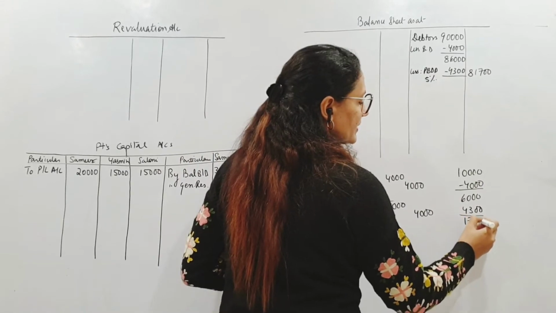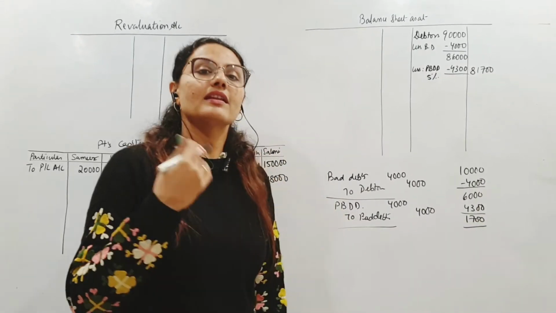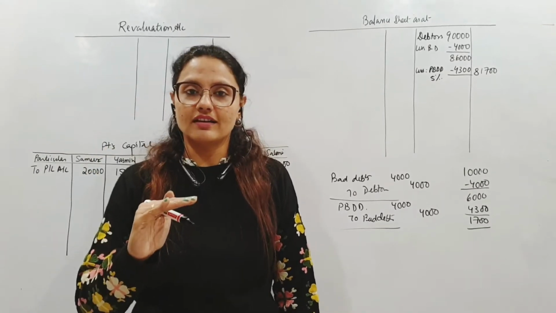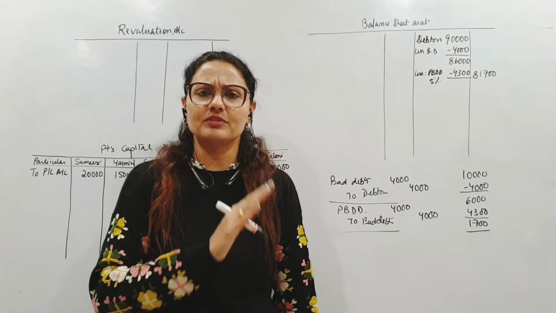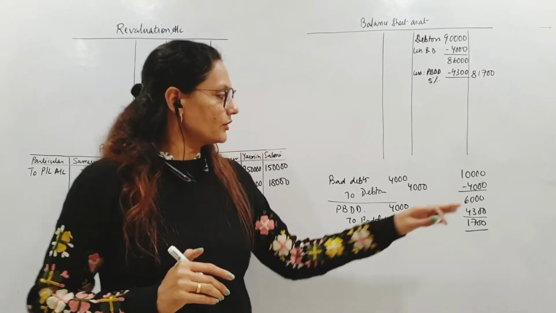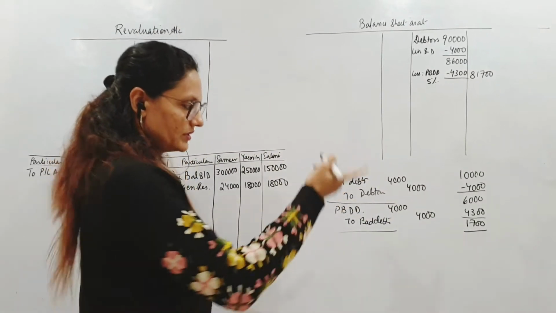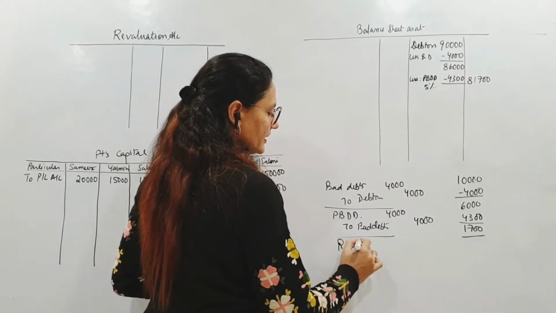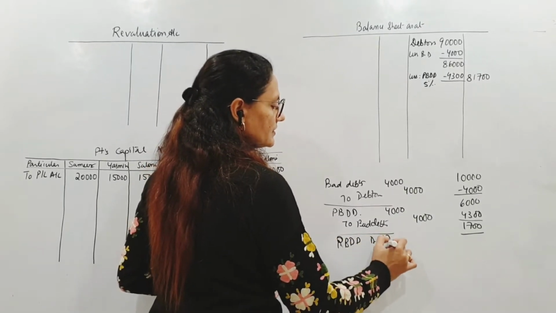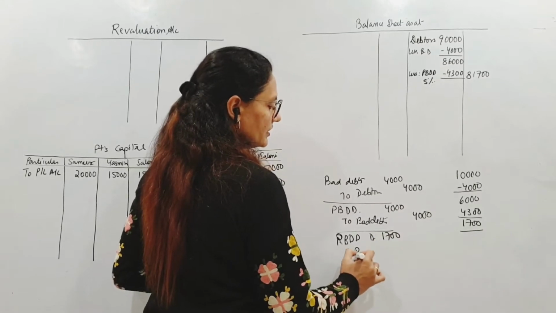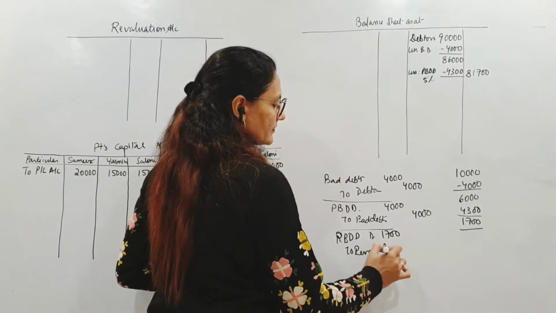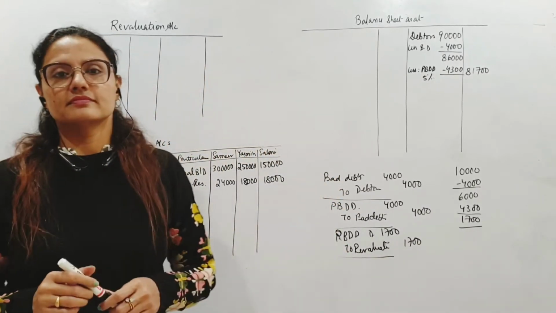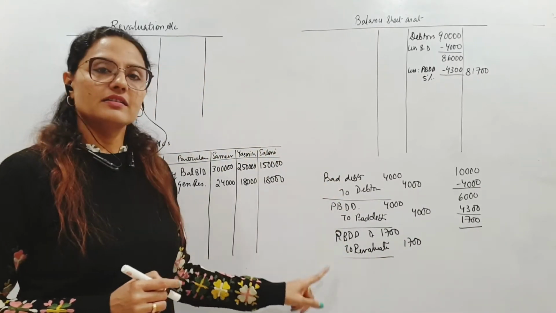The excess 1,700 I will write back. I do not require that much provision. तो provision reduce करना है. Yes, the same thing that we did in admission. Provision is to be reduced from 6,000 to 4,300. 1,700 write off कर दो. So it will be like provision for bad and doubtful debts debit 1,700 to revaluation. It's a gain for me. Provisions going down 1,700. These are the journal entries.